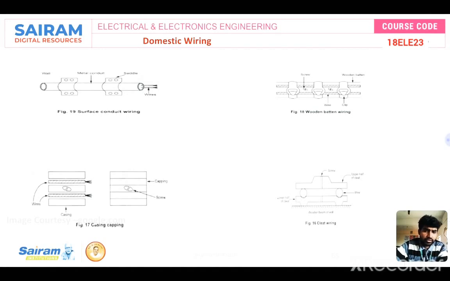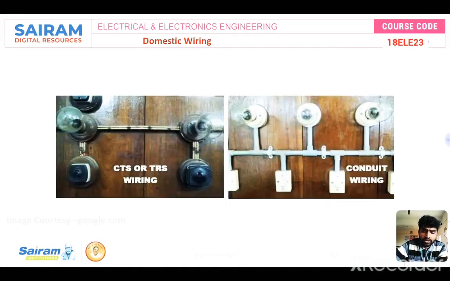And these are the types of wiring: surface conduit wiring, wooden batten wiring, casing and capping, and cleat wiring. These are the types of wiring, okay? This photo I have taken from the age-old days. Temples and such used to keep this type of wiring system. If you visit Tirupati or any other old temple or old houses, you can definitely find this type of wiring system. This is also one type of open conduit wiring.